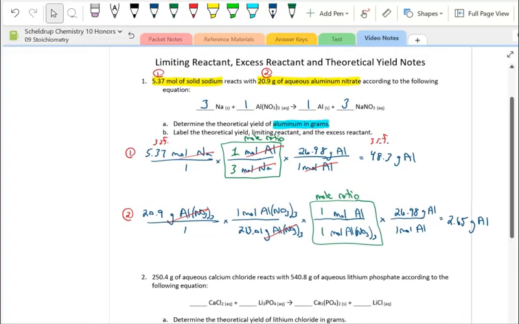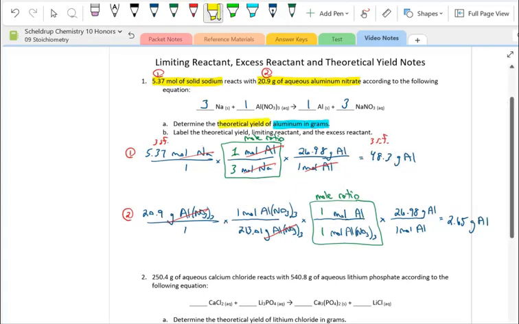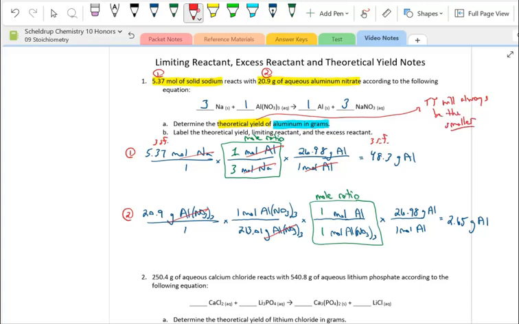Now, when I get to the end of a problem like this, I have two final answers. The theoretical yield, so this is what it was asking me to solve for, the theoretical yield, right? The theoretical yield is always going to be the smaller of the two. So I'm going to make a note of that over on the side here. The theoretical yield will always be the smaller final answer.